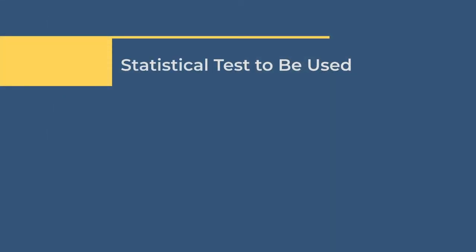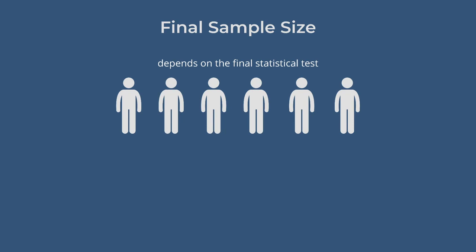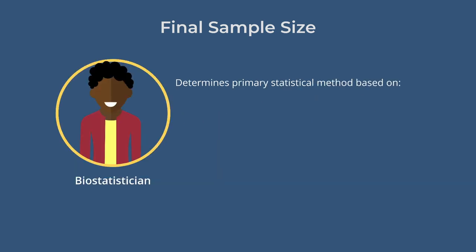Statistical tests to be used. Finally, the sample size needed for a study depends on what statistical tests will be used for the final analysis of the primary outcome measure. The primary statistical method is determined by the biostatistician based on the research question, the study design, and the primary outcome.